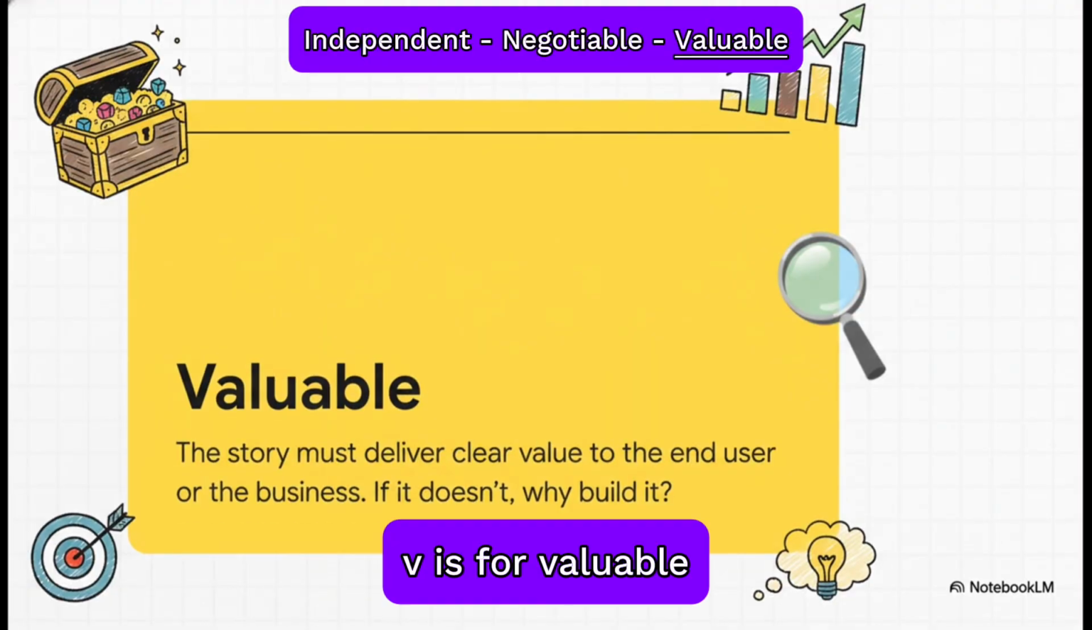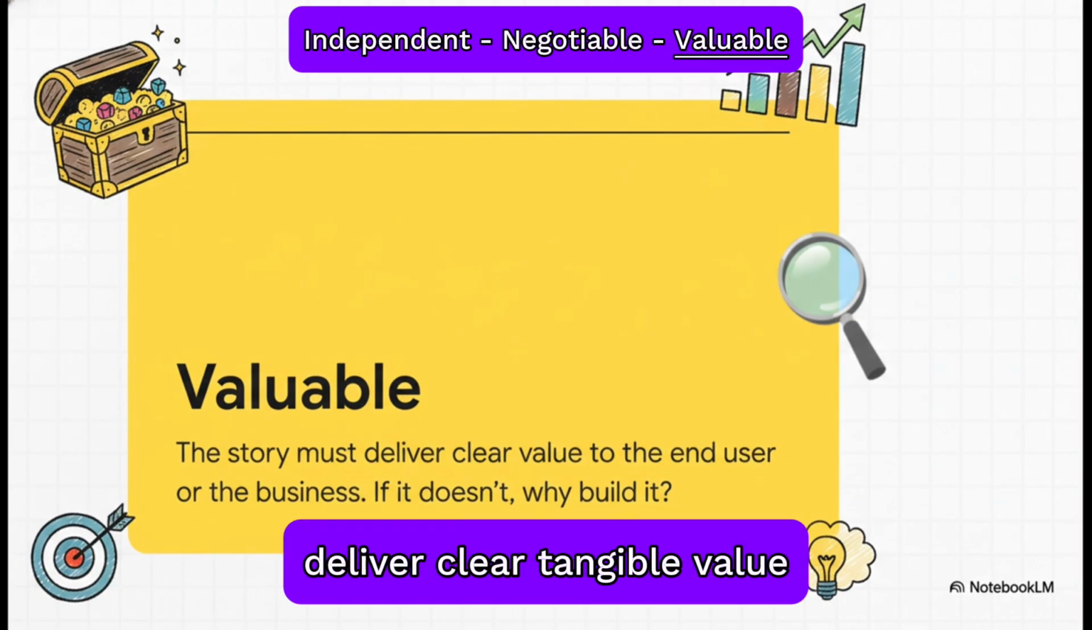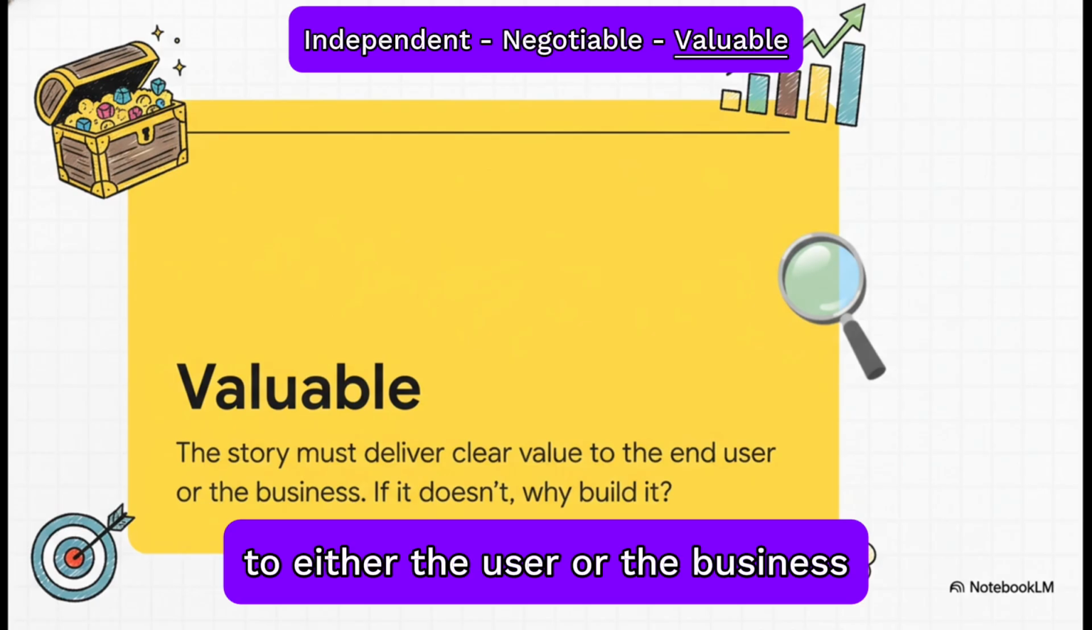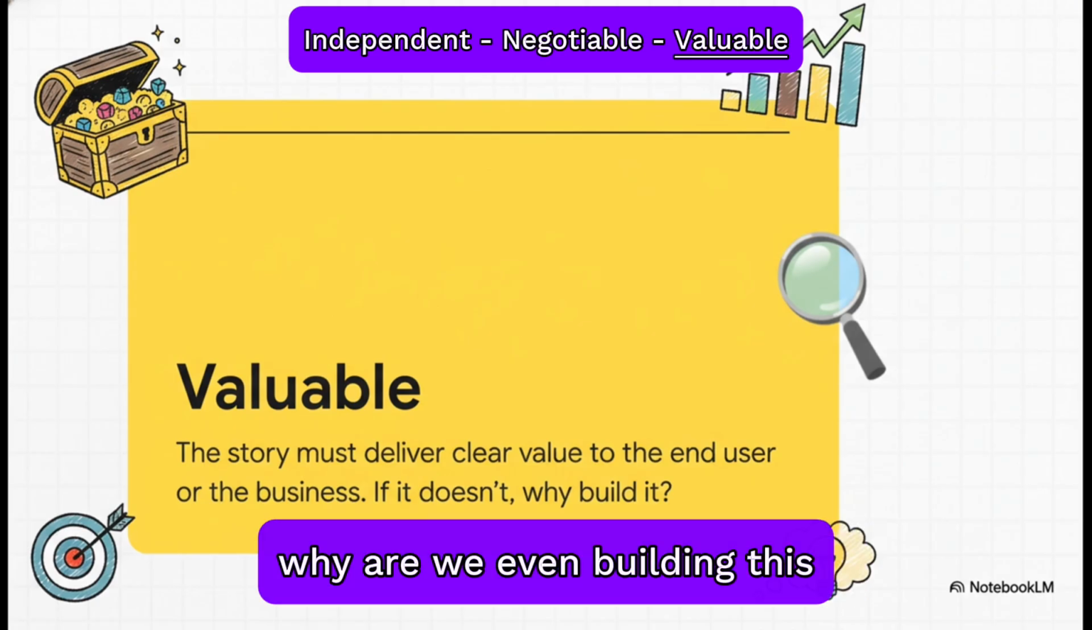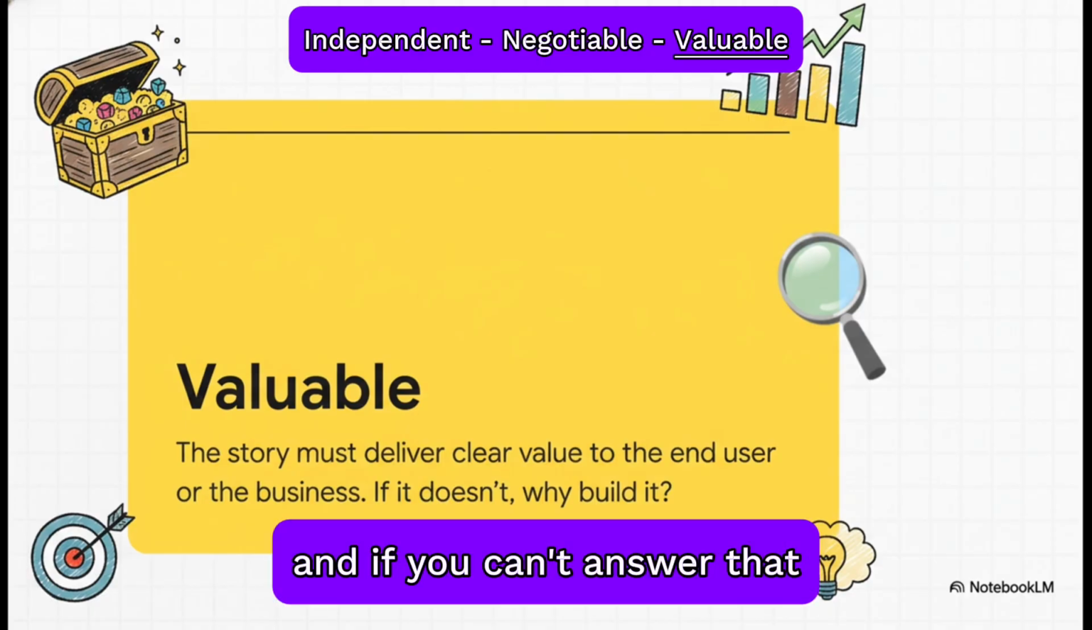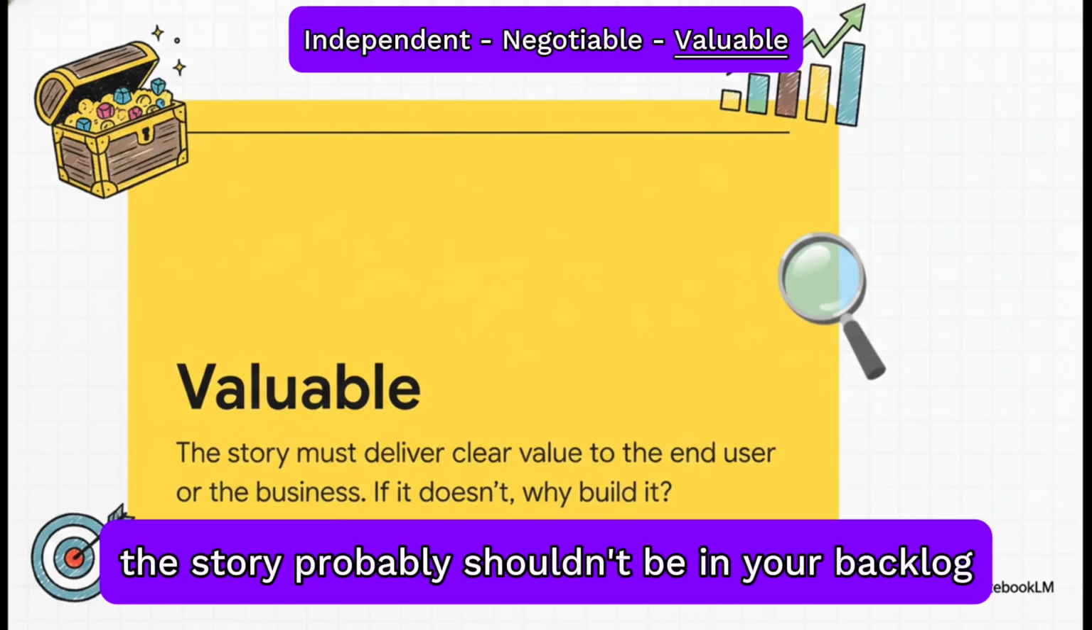V is for valuable. Every single story has to deliver clear, tangible value to either the user or the business. It forces you to ask that all-important question, why are we even building this? And if you can't answer that, the story probably shouldn't be in your backlog, period.